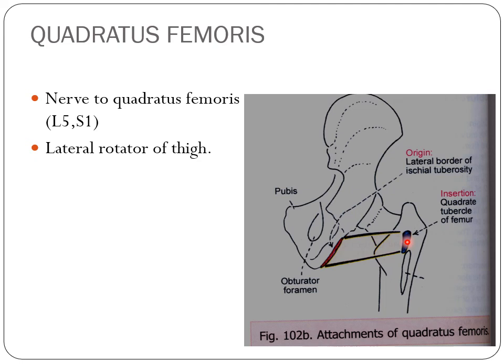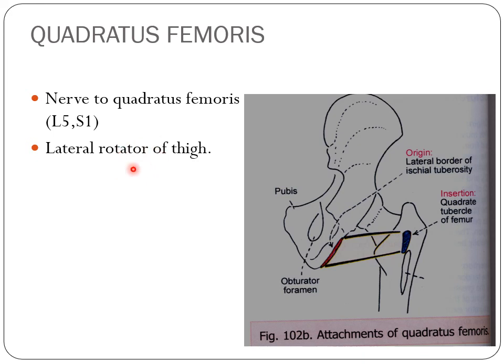Now relation. Cruciate anastomosis of the arteries takes place at the root of the greater trochanter in the interval between the quadratus femoris and the upper border of adductor magnus. So here the cruciate anastomosis takes place. Its nerve supply is the nerve to quadratus femoris. Its action is lateral rotator of the thigh.